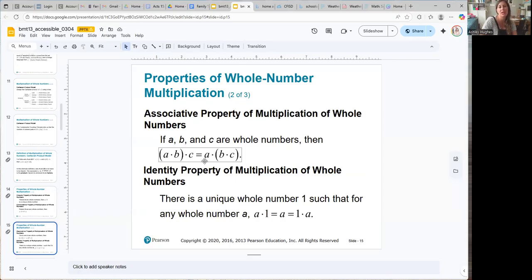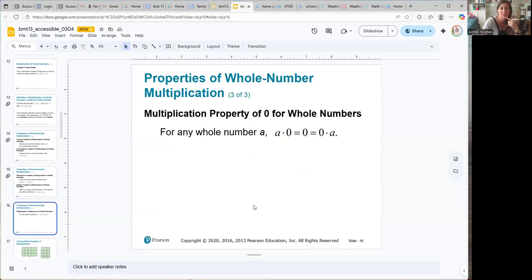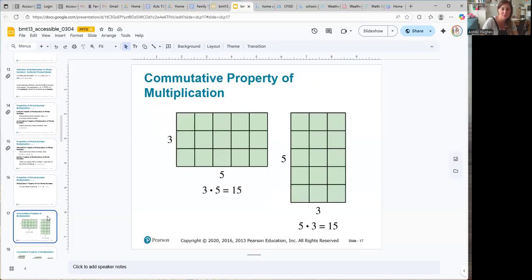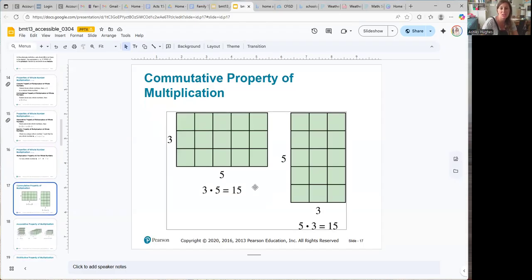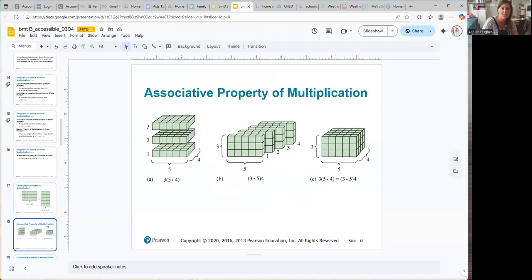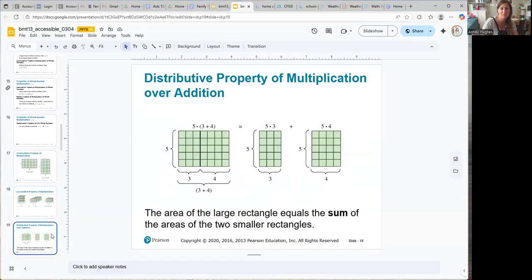Associative property means you can regroup if you have just a string of things you're multiplying. If it's easier for you to multiply 2 things together and then something else, it doesn't matter which ones you multiply first. The identity property for multiplication is 1. Anything times 1 is itself. And then the zero property of multiplication: A times 0 is 0. Here are illustrations of the commutative property and the associative property.